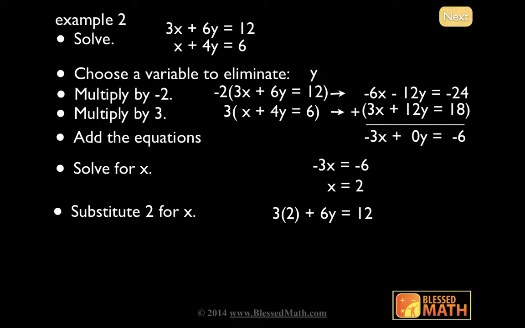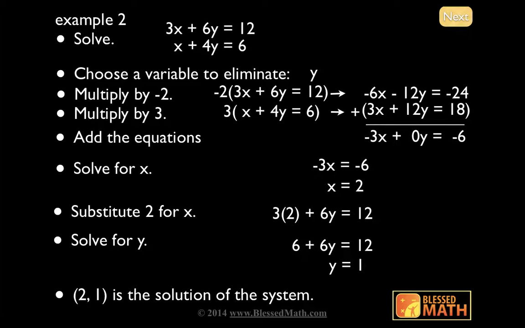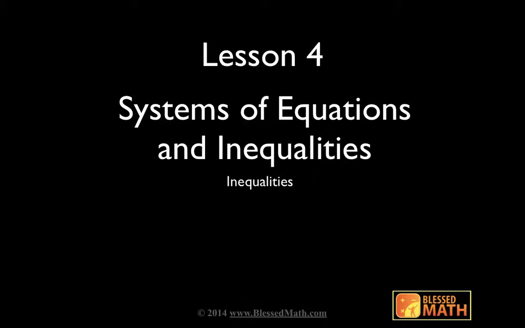Substituting that back into our first equation, we no longer have 3x plus 6y equals 12, but we have 3 times 2 plus 6y is equal to 12. 3 times 2 is 6. 6 plus 6y is equal to 12. We subtract the 6 on the left. 12 minus 6 is 6. 6y divided by 6 and 6 divided by 6 leave us with y is equal to 1. So that tells us that the point 2, 1 is the solution of the system.